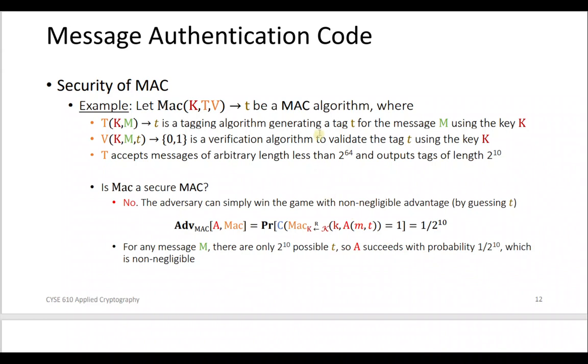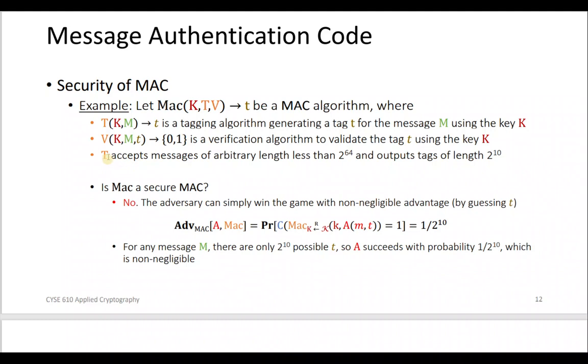This is explaining the tagging algorithm. The tagging algorithm will have a key and a message input, and will give us a tag using the key and the message. And then the verification will verify the tag using the key and the message. It will output either 0 or 1.